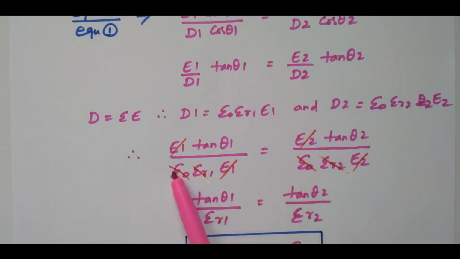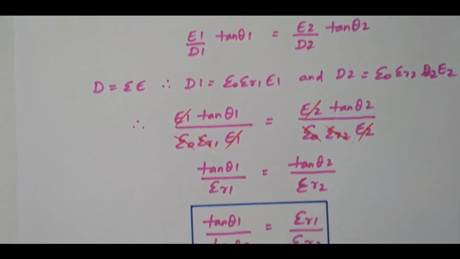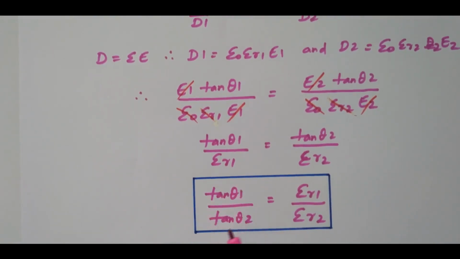So this epsilon naught is available in both, that got cancelled. This E1 is available, that got cancelled. Then epsilon R1 and R2 remain. So tan theta 1 divided by epsilon R1 equal to tan theta 2 divided by epsilon R2, right? So from this relation we can write tan theta 1 divided by tan theta 2 equal to epsilon r1 by epsilon r2. By using this relation we can find the parameter. Suppose theta 1, theta 2, epsilon r1 are known, you can find epsilon r2. By using three parameters, the fourth parameter can be calculated, right?